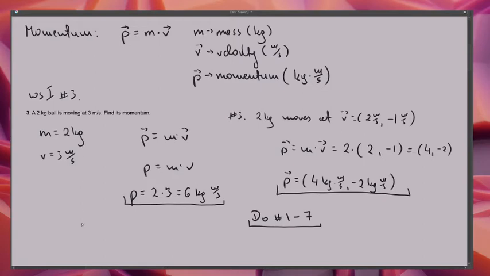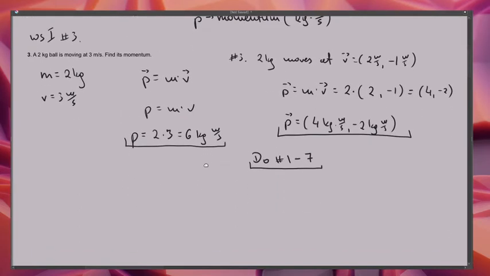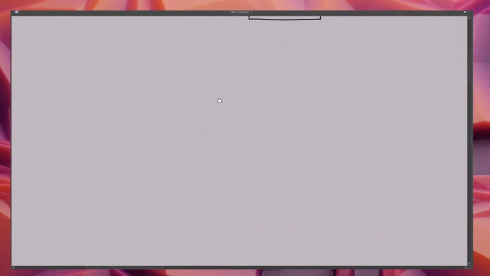Now in the meantime, I'm going to assume that you paused and that you have solved numbers 1 through 7, and so we're going to move on to impulse. Calculating momentum, that's kind of trivial. Now we're going to add impulse to this whole picture, so I'm going to move my screen. All right, so impulse.